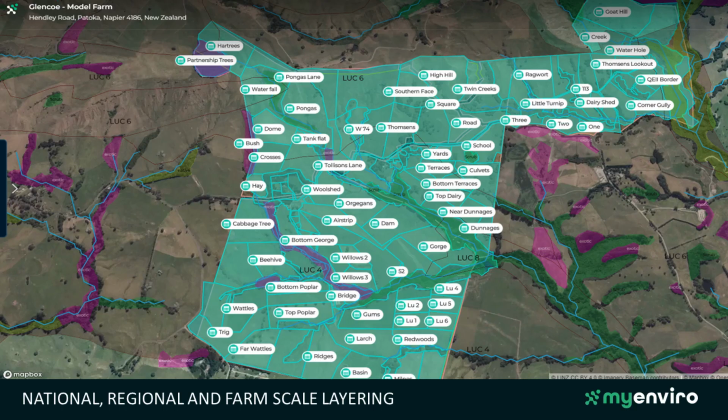National and regional layers are inbuilt into the platform. These include river centerlines and stream orders, soil depth, classification, texture and drainage, contour lines and vegetation. Additional regional and farm-specific layers can be imported. These include land use capability maps, stock exclusion low slope maps, and any other KML or zipped file that can include erosion, biodiversity areas, scenario modelling, and fertiliser application areas.